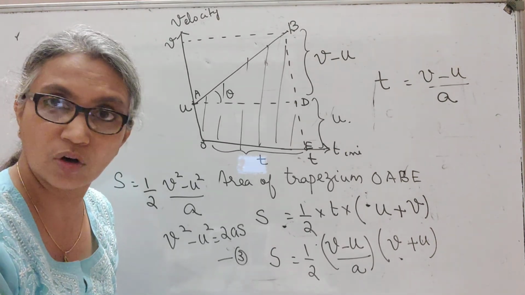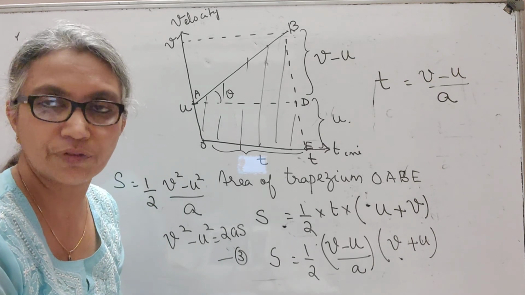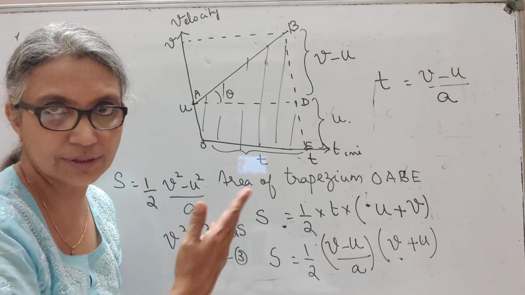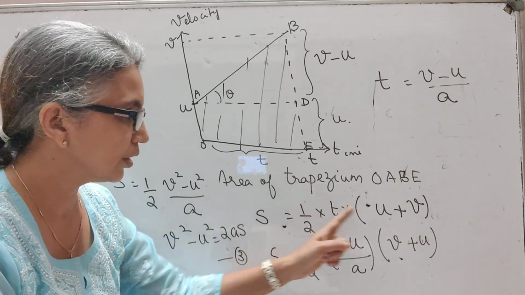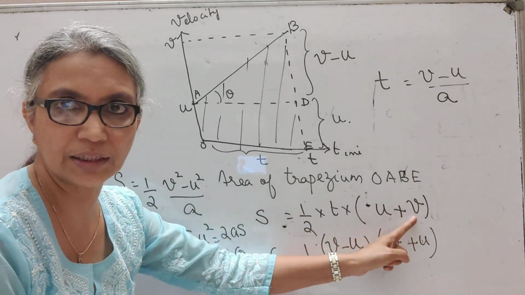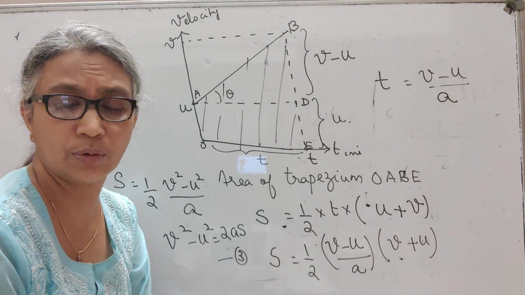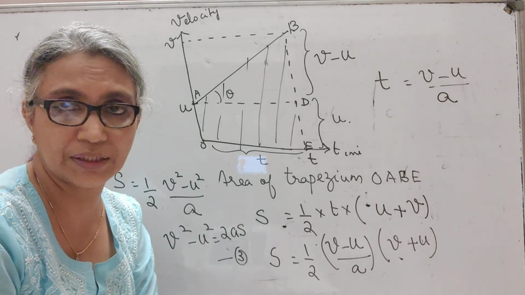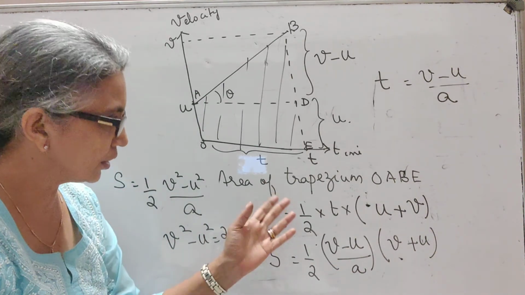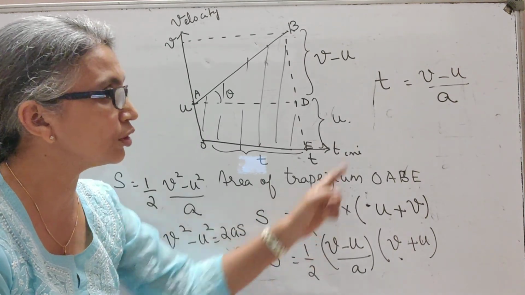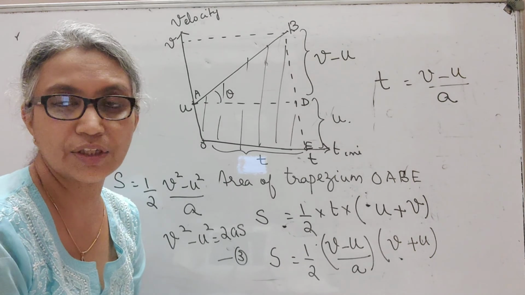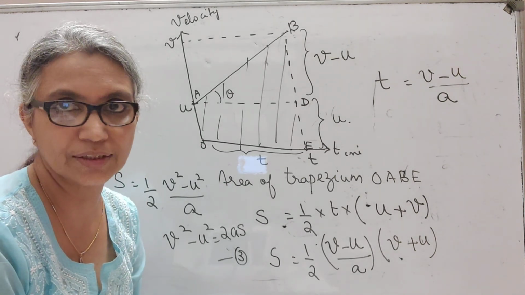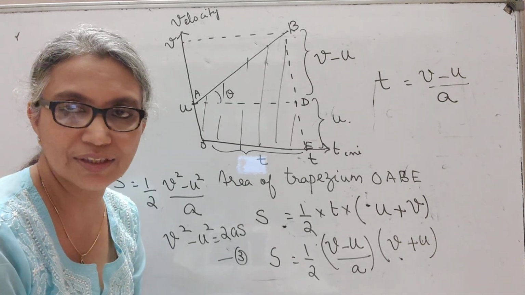So we have derived all the three equations of motion, v equal to u plus at from the slope of the graph, then taking area of trapezium, substituting for v as u plus at, we got the second equation, s is equal to ut plus half at square. Then taking the same thing but substituting for t from our first equation, we got the third equation, v square minus u square equal to 2as. Okay, so that is the end of this chapter.